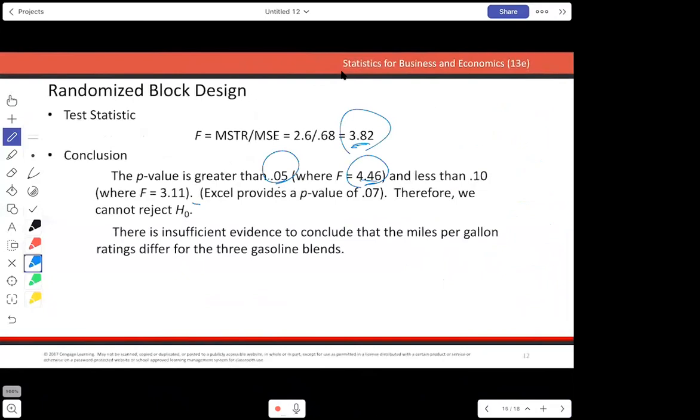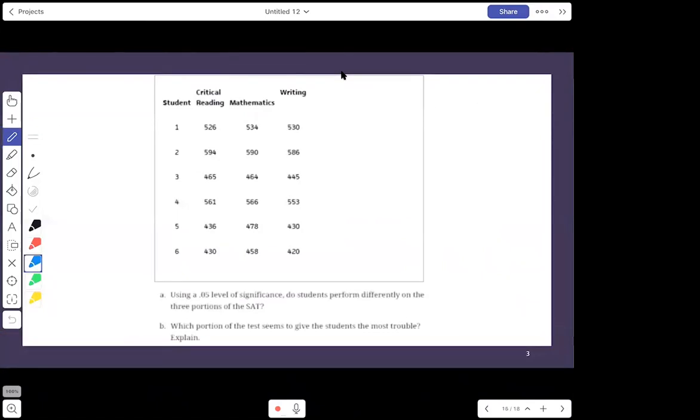We cannot reject H0. There is insufficient evidence to conclude that miles per gallon ratings differ for the 3 gasoline blends. So they cannot go ahead and try to sell that to anyone and tell them, hey, those 3 types of gasolines differ. It will not be accurate. Good. So that basically is two-way analysis of variance.